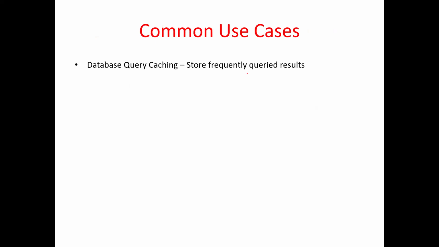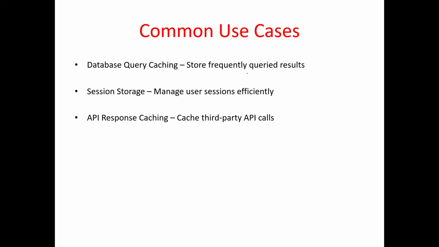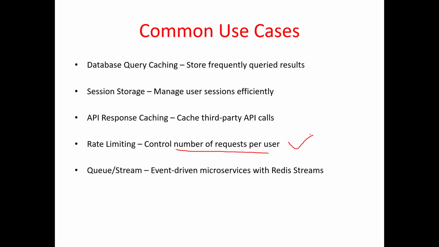Okay. Common use cases: database query caching, storing frequently queried results. Means once you fetch the data, I can store it in Redis. Session storage, you can manage user sessions efficiently if you are going for session management. API response caching: you are making a third party API call, same data you are making 100 times, every time you are getting the same response. When you see this kind of use case, you can implement Redis here. And rate limiting, you can control the number of requests per user. Queues and streams, event driven microservices with Redis streams, that also we can implement. These are all different kinds of use cases. Redis is not only for caching, it can handle queues, rate limiting, event streaming. It is a multi-purpose performance booster for our application as well.